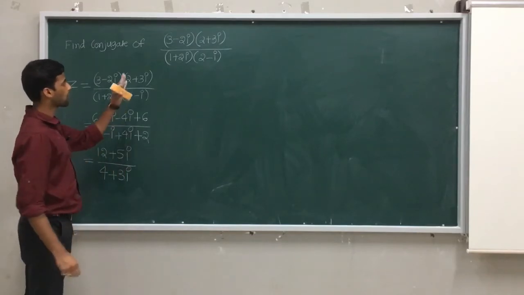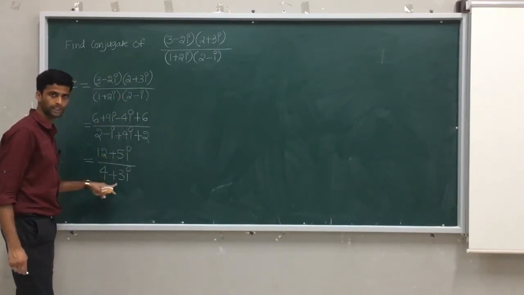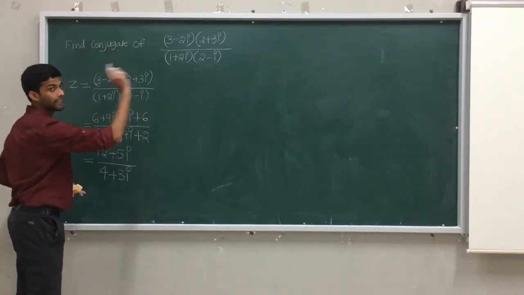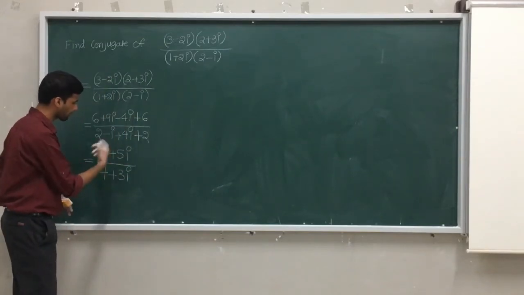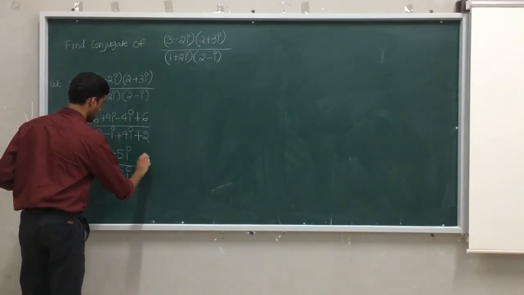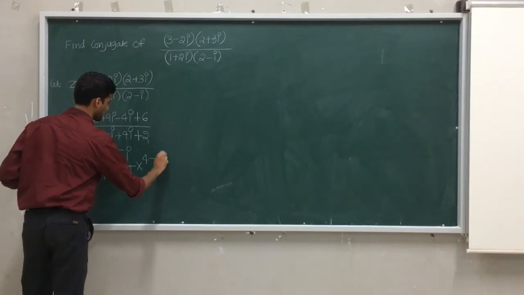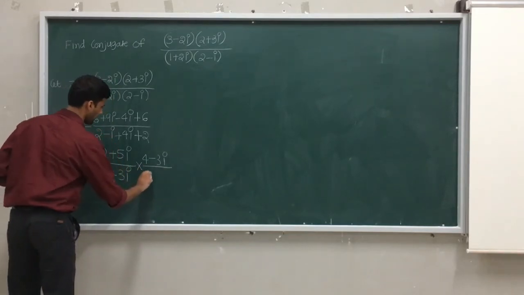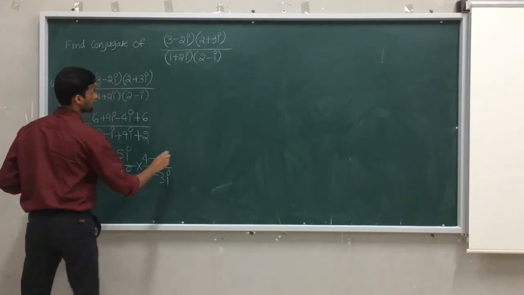Again, 4 complex numbers reduce to 2 complex numbers, but I need a standard form x plus iy, which is not in a standard form. I will rationalize it. How to rationalize? I will multiply and divide by its conjugate. It is 4 minus 3i, 4 minus 3i. Both are the same.